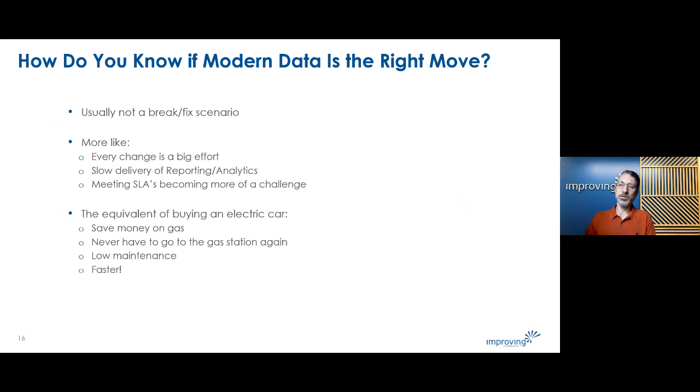Now, I would say that when you're asking the question, should we move to modern data, it's probably not a question of if, but when. And there's a bit of a boiling the frog situation here, because ETL changes have always been a big effort. Maybe we're used to having slow turnaround on reporting analytics requests. Maybe we've always been fighting our SLAs to get the ETL done on time. But if you notice, it has gotten more difficult over time, even with all the advances in data technology, just in the traditional world to this point.